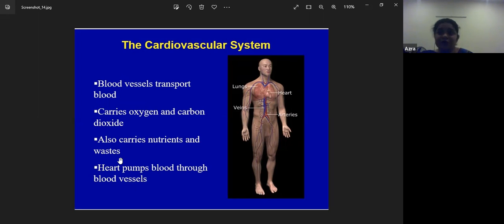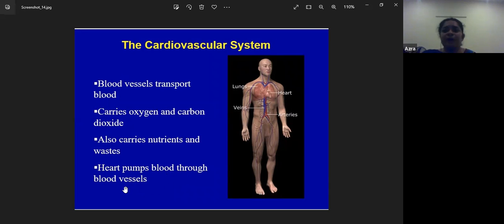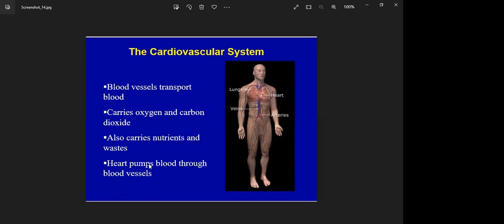This is the cardiovascular system. The heart pumps blood through blood vessels. Understand? Okay. Yes, ma'am.